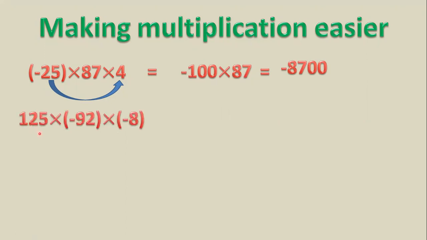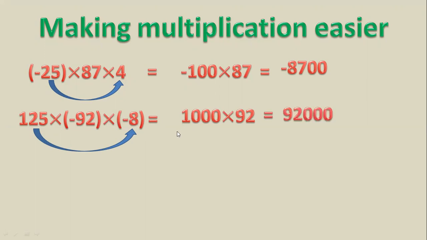Multiply 125 into minus 92 into minus 8. Instead of multiplying 125 by 92, multiply these two together, 125 and 8, that is 1000 into 92. Here two negative numbers, so the sign is positive. No need of writing the positive sign. If you write, it's okay. So the answer is 92,000.